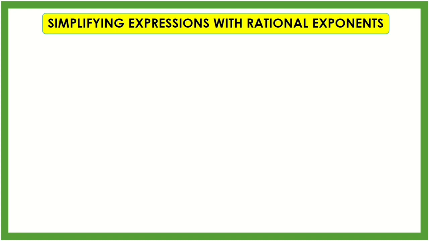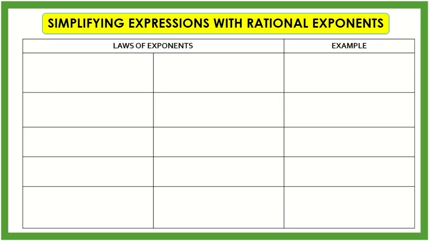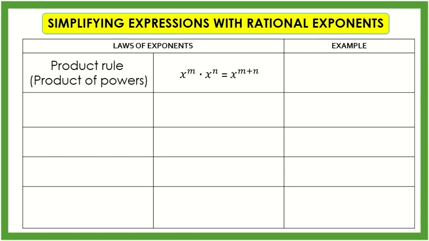Okay, let us have simplifying expressions with rational exponents. So, to simplify expressions with rational exponents, magagamit din natin yung mga laws of exponents for integral exponents. We have the first law as the product rule or product of powers. If we have x raised to m times x raised to n, this is equal to x raised to m plus n. Kung meron tayong parehas ang base, ang kanilang exponent ay pinag-a-add.